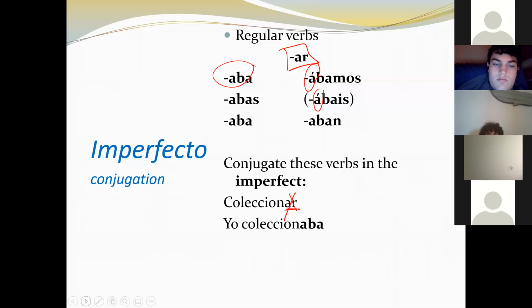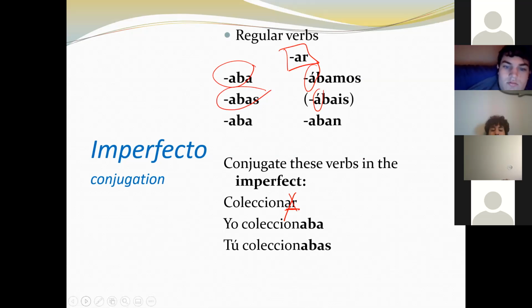Keegan, what do you think the tú form is for coleccionar? Coleccionabas. Bien. Tú coleccionabas. Cici, what do you think the él, ella form is? For coleccionar, it would just be coleccionaba.